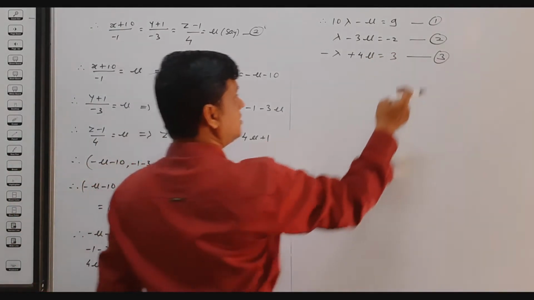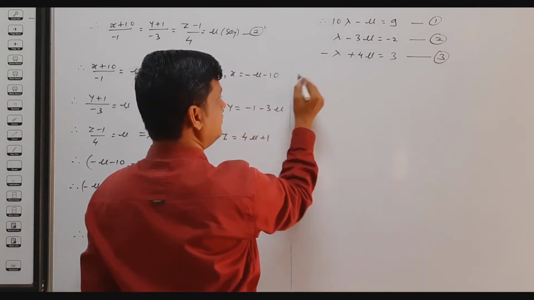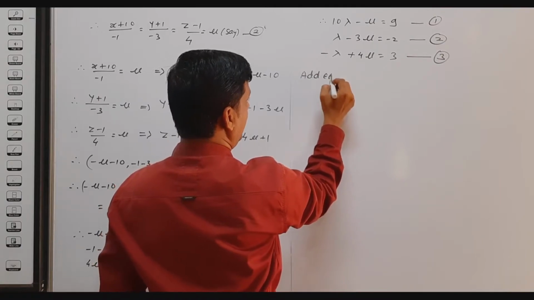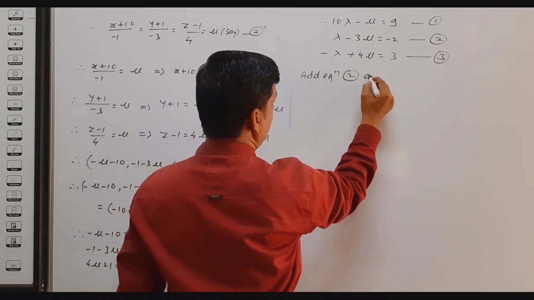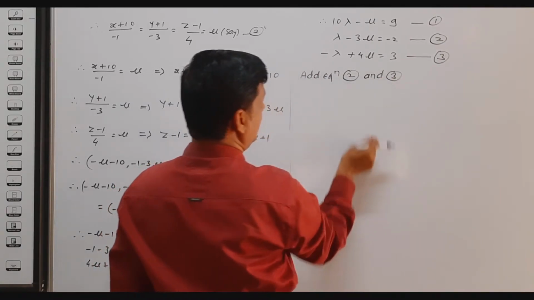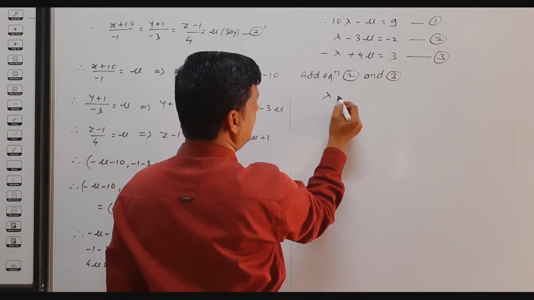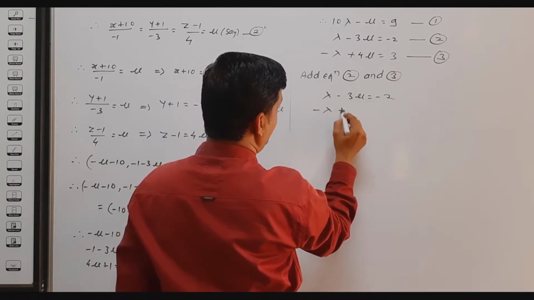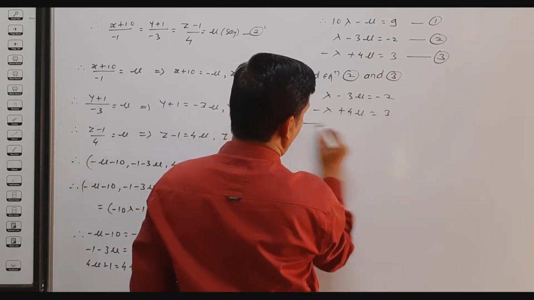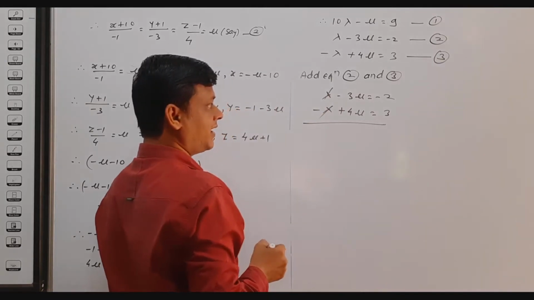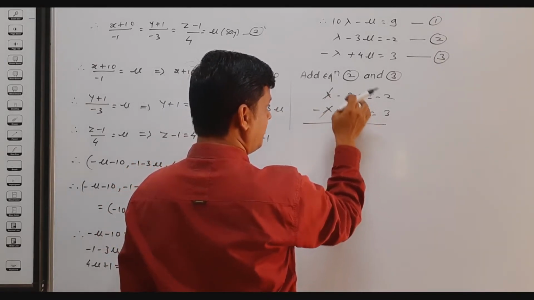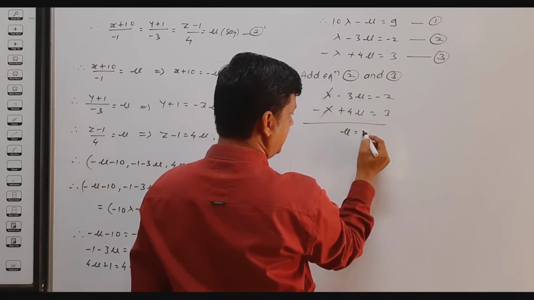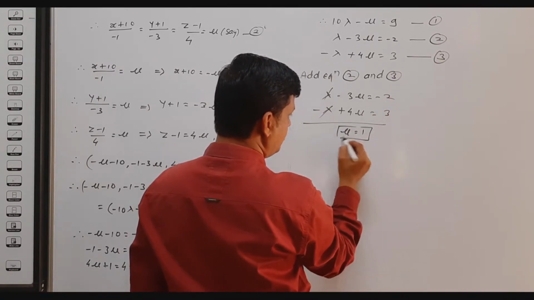So we solve equation 2 and 3. After adding equation 2 and 3, lambda minus 3 mu is equal to minus 2, minus lambda plus 4 mu is equal to 3. So this plus lambda minus lambda gets cancelled. 4 mu minus 3 mu, we get mu, minus 2 plus 3, so we get here 1. So mu equals 1.